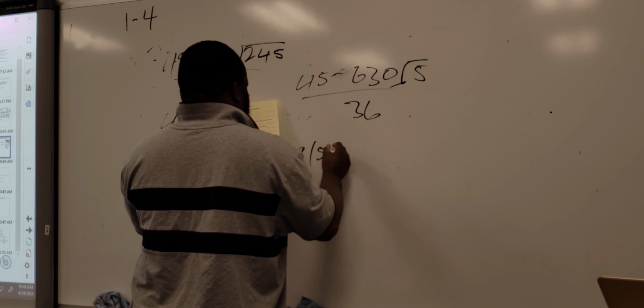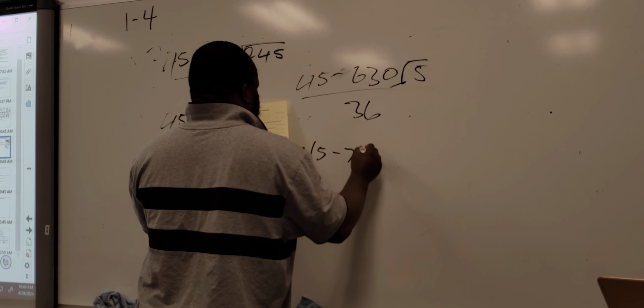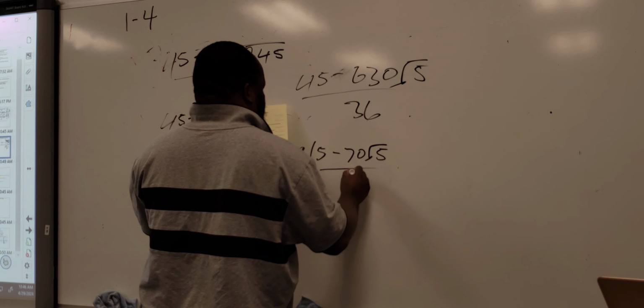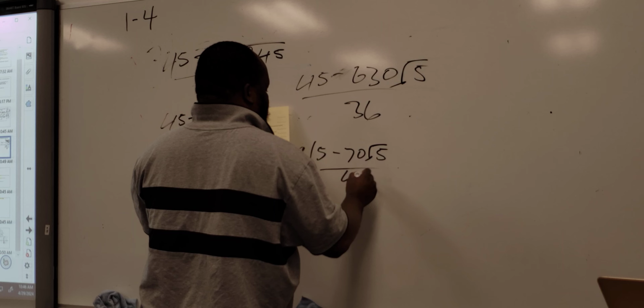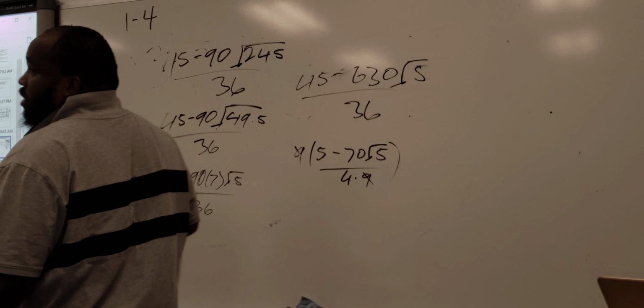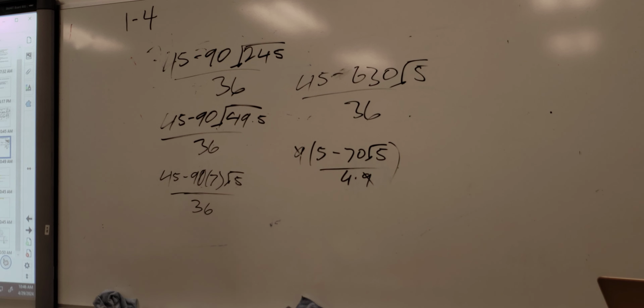Okay. That wouldn't be right. Cancel this out. 49 times 5. You always clean up your radicals first. 242? Are you sure? 49 times 5, is that what you said?